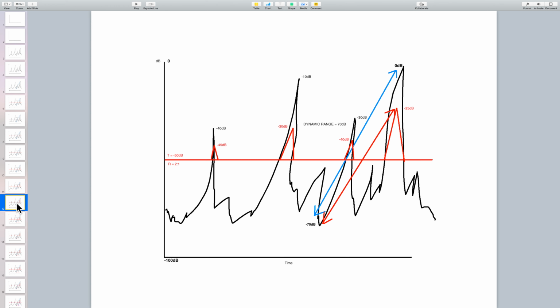Now let's look at the new dynamic range. Remember previously the dynamic range was 70 dB, right? We had a 0 dB peak and a minus 70 dB softest portion of audio. What's our new dynamic range now? Well, this big peak went all the way down to minus 25. It cut in half. So if you look at the difference between minus 70 and minus 25, you're going to come up with, I'll give you a second to crunch the numbers, 45 dB. So here's our new dynamic range after compression.